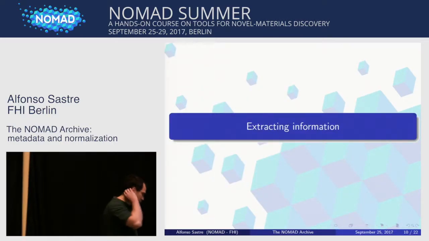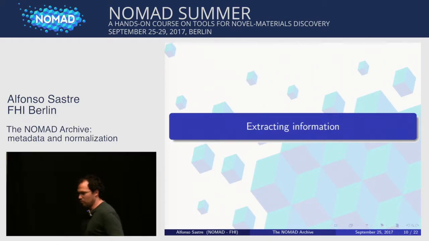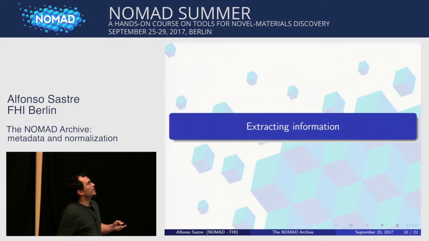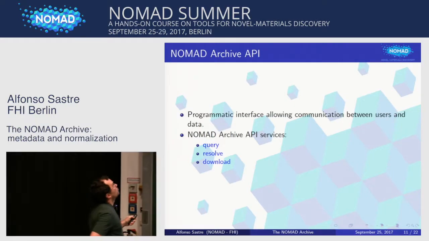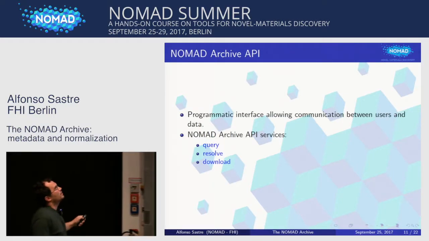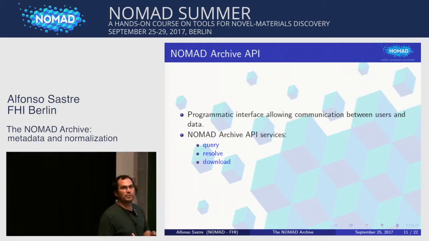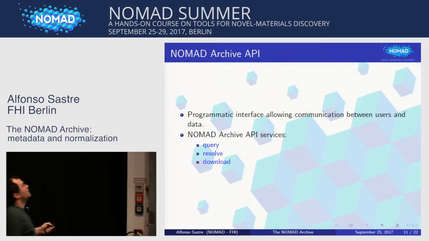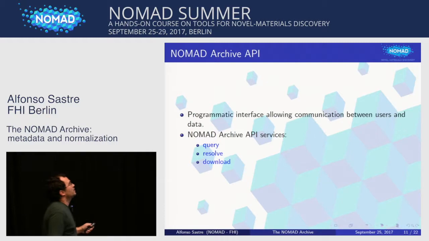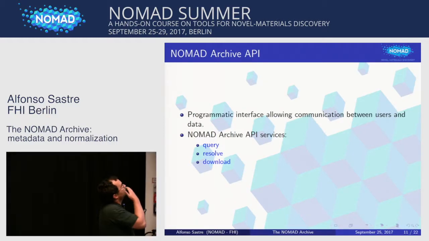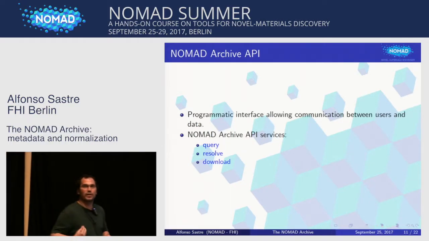OK, so now I'm going to explain a bit how to extract data. Once we have the data, we need tools to extract it from the archive. So we are developing an API. An API is just an interface that allows you to communicate with the data in an easy way using the web. We developed three services right now for the API: the query, the resolve, and the download. The query is where you just ask what you want, and you get where the data are.